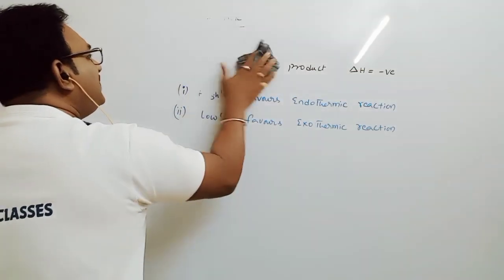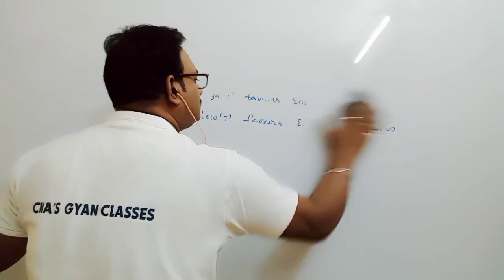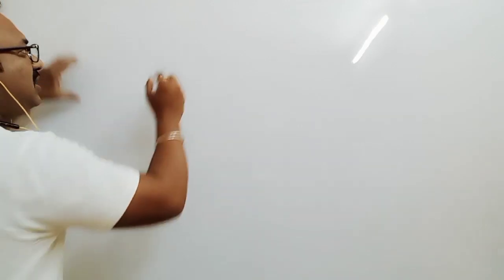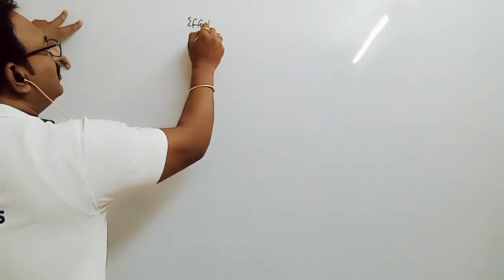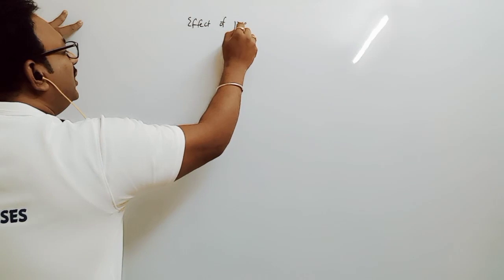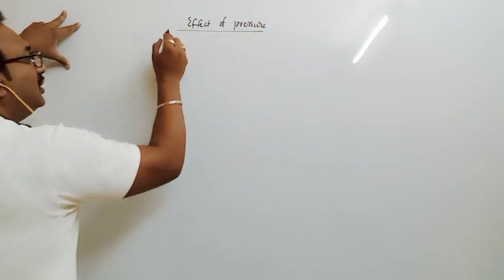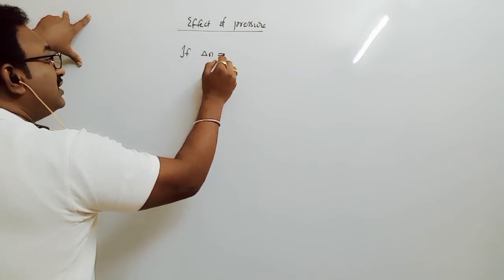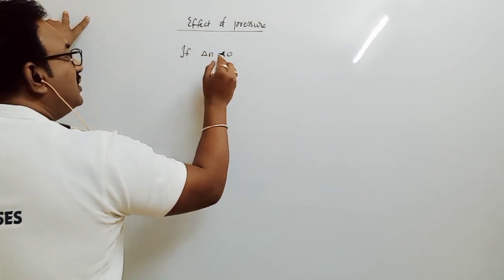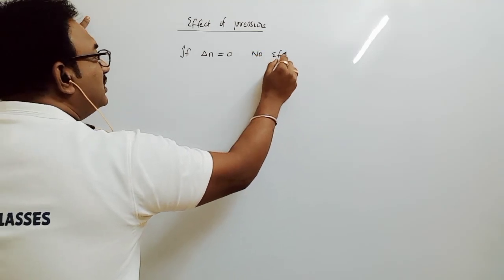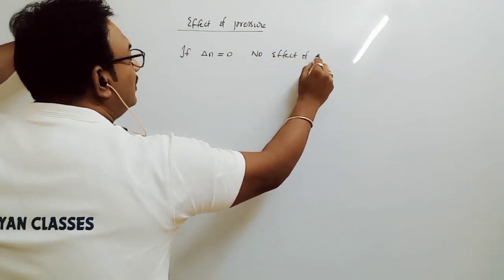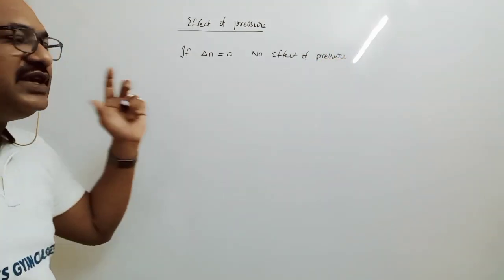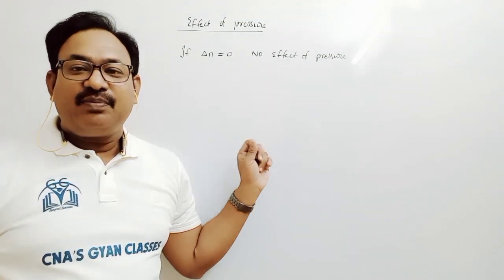Next, effect of pressure. See, effect of pressure on equilibrium position. Effect of pressure. Okay. See, if delta n of the process is 0, no effect of pressure. Understand? If delta n is equal to 0, then there is no effect of pressure.